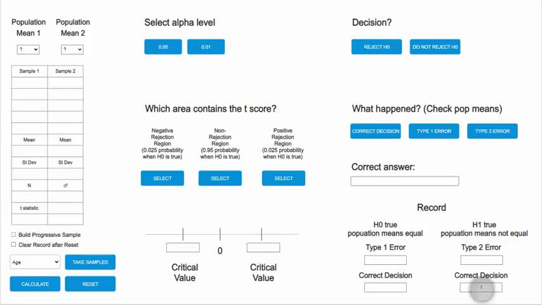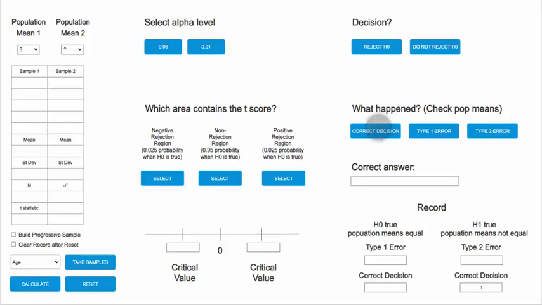So you're going to be doing 20 different 2-sample t-tests, and each time you'll either reject or retain the null hypothesis right here, and you'll either have a correct decision or one of these outcomes. And remember, each time you click reset, you're doing a new 2-sample t-test, a new simulation, and I want you to repeat it 20 times.